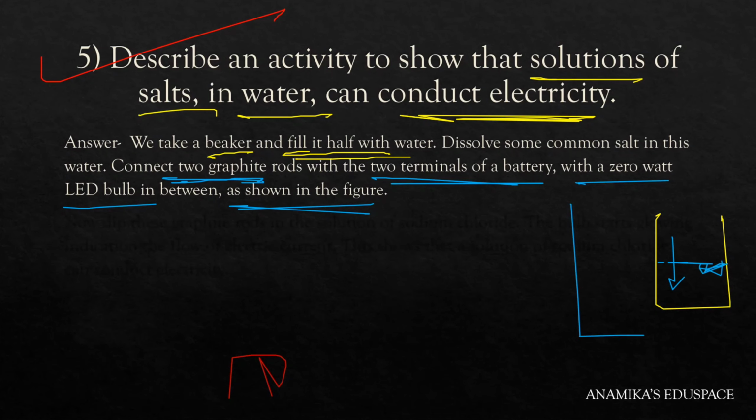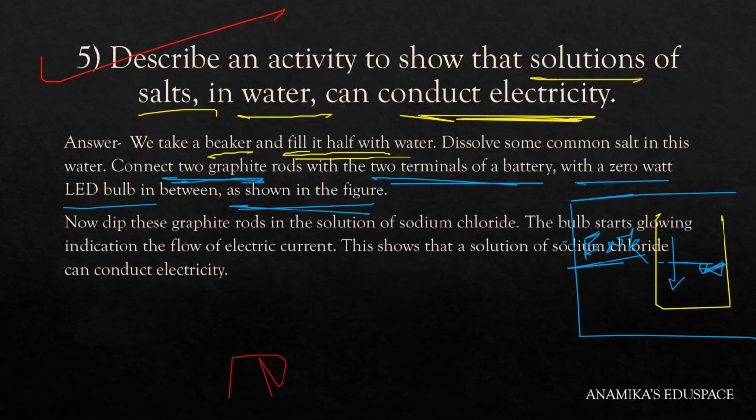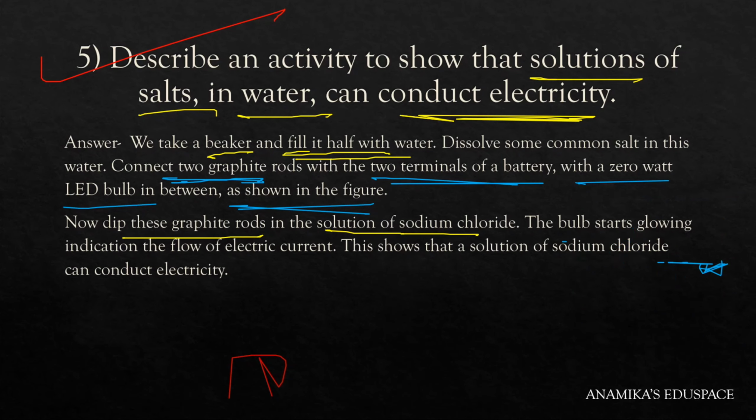So here your figure will be mentioned, which is already present in your book. You have to copy the figure from your book and draw it in your copy. Next, we have to dip the graphite rods in the solution of sodium chloride, and the bulb will start glowing. As the switch is on and the bulb starts glowing, it indicates that current is flowing. Now this shows that the solution of sodium chloride can conduct electricity.